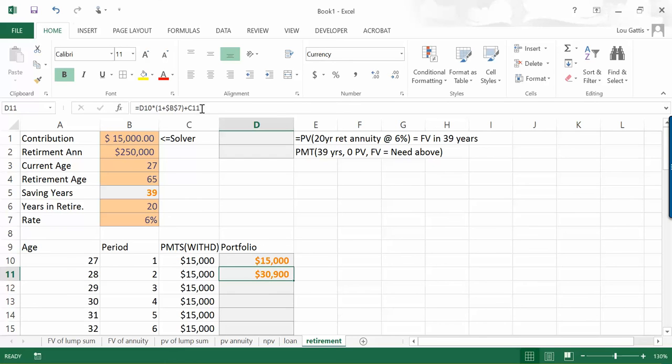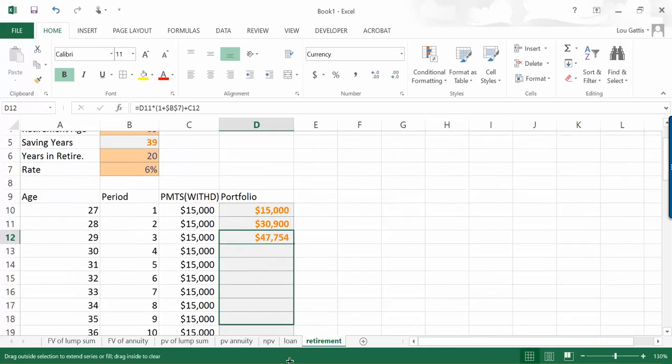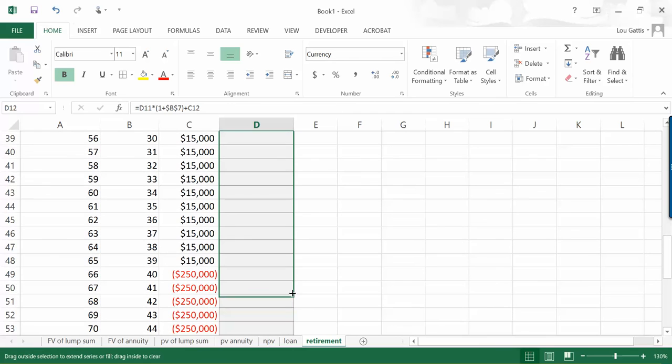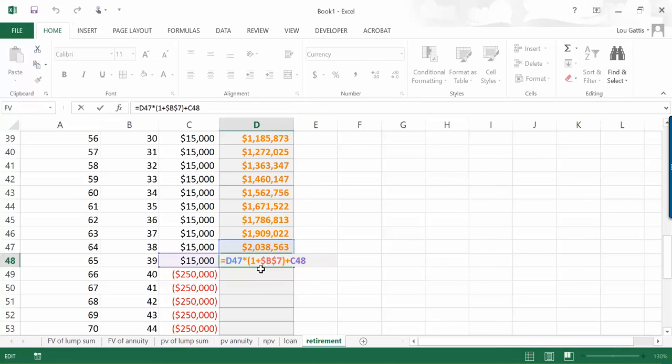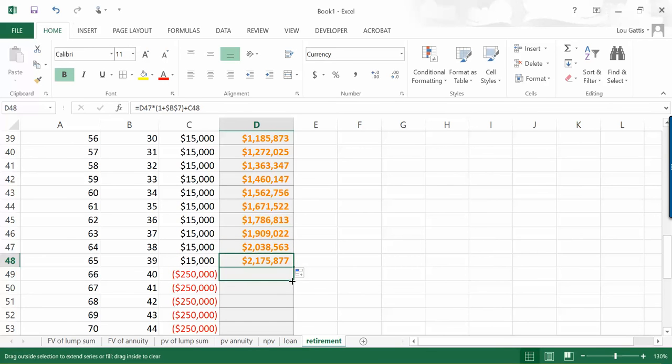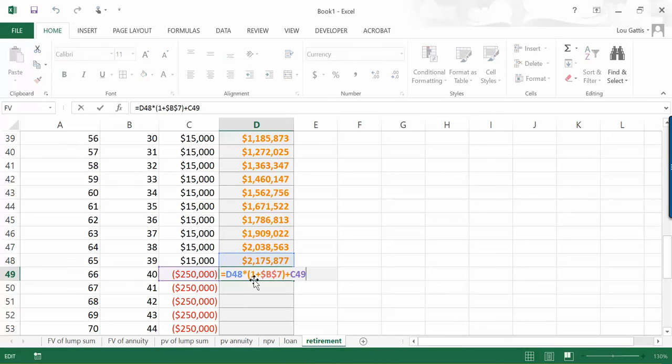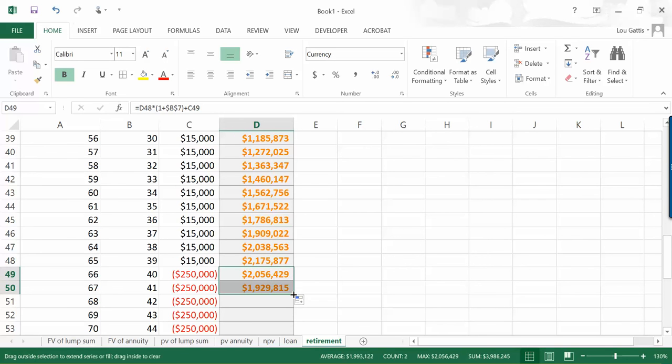I can then, if I anchored this correctly, let me make sure I did. Yep, this is going to slide down. That's good. So the next year, I'm going to have that $30,000 earning 6% plus another $15,000 payment. I'm going to copy that down. So when I retire at age 65, I expect to have $2.175 million. Now look what happens at age 66. I start withdrawing money. So I went from 2.1 million to 2 million to 1.9 million.